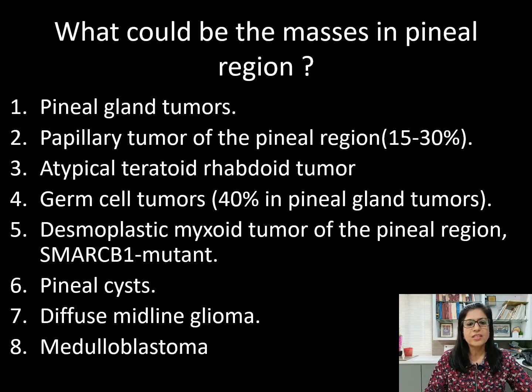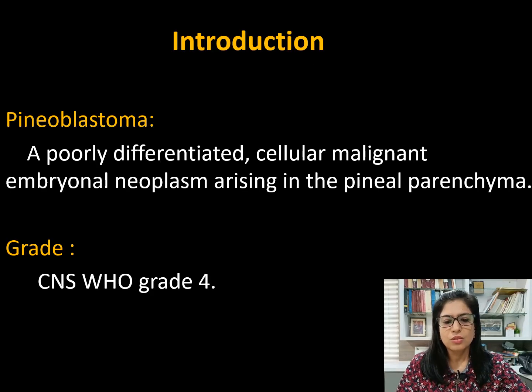So we've already seen what could be the masses in the pineal region. So let us skip this part. So coming to pineoblastoma, it is defined as a poorly differentiated cellular malignant embryonal neoplasm arising in the pineal parenchyma, and it corresponds to CNS WHO grade 4.